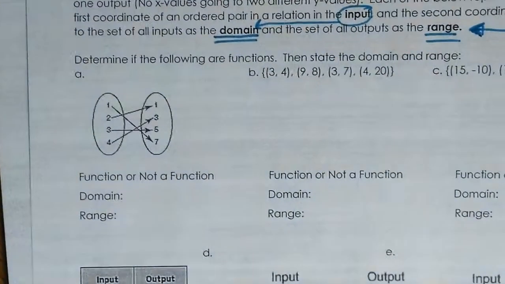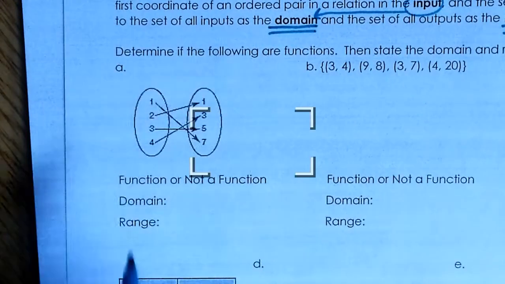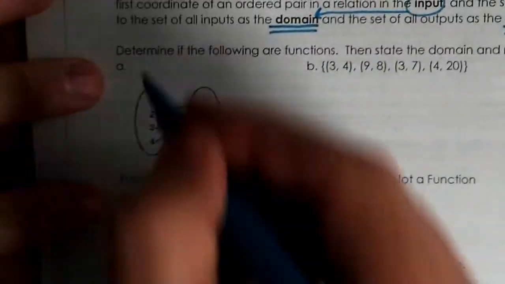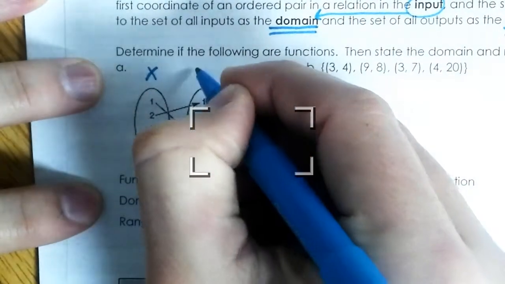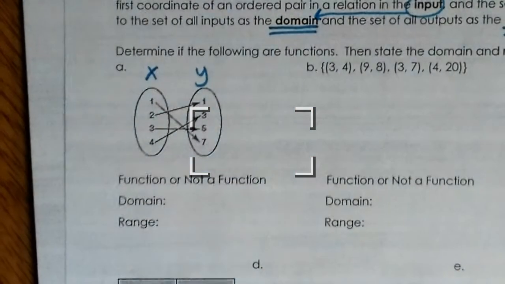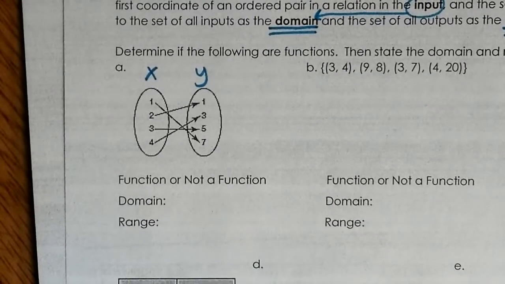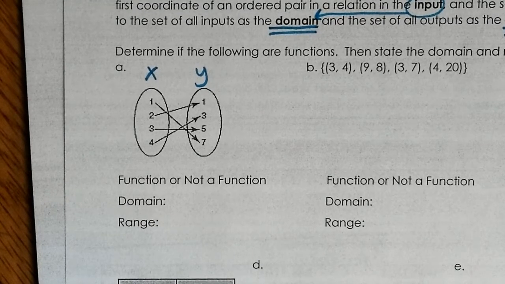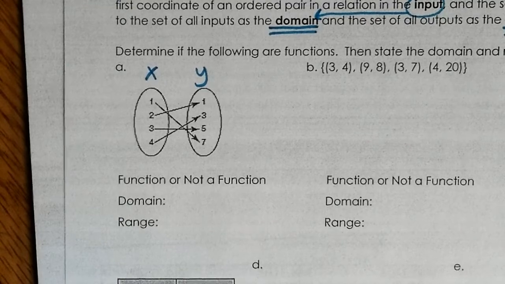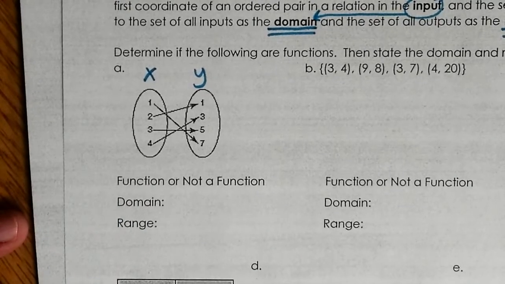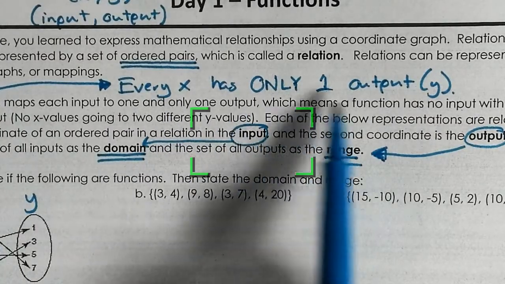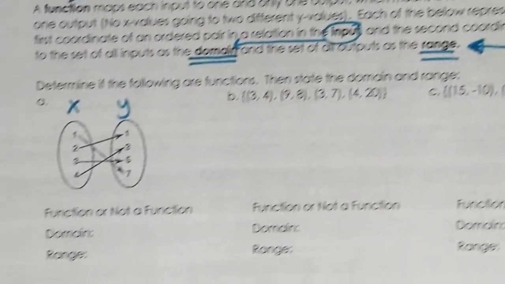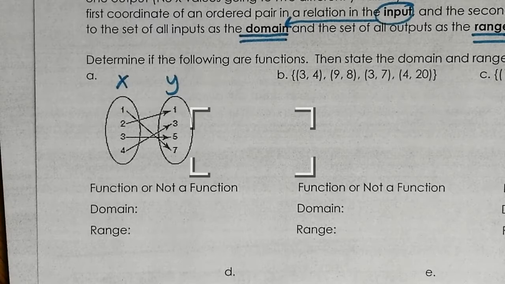All right, excellent. So for A, take a look at this. To give you a heads up, this circle right here is going to be your X. This circle over here is going to be your Y. Remember, what does X represent? Inputs. Good. X represents inputs. And Y is your output. What's our number one rule here? Every X has only one output. Good. Every X has exactly one output.